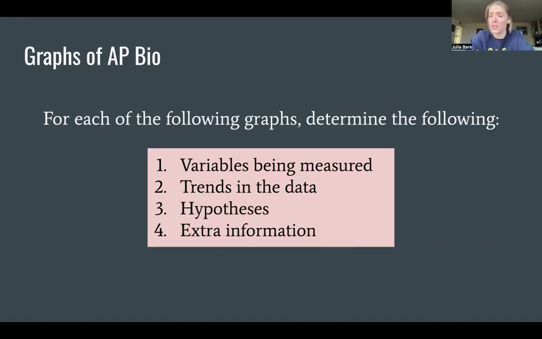You also need to understand the trends in the data. Now, trends in the data mean increasing, decreasing, or staying the same. And how have those increases and decreases changed over the course of the experiment or over the course of the observations?